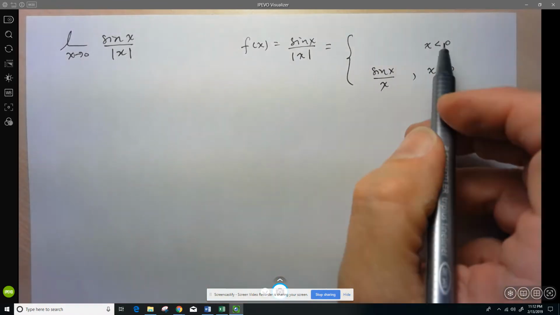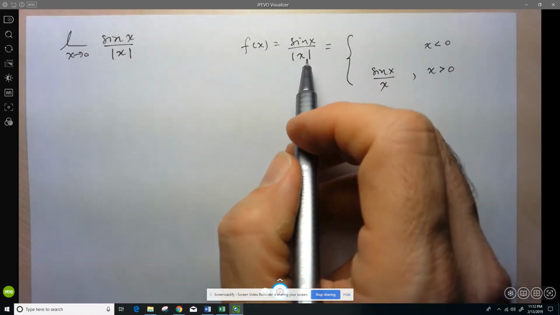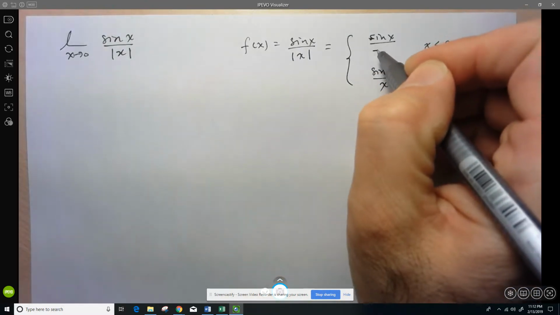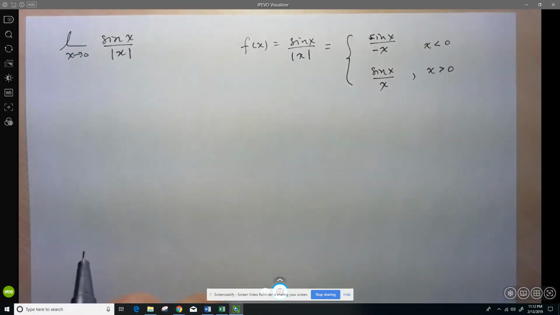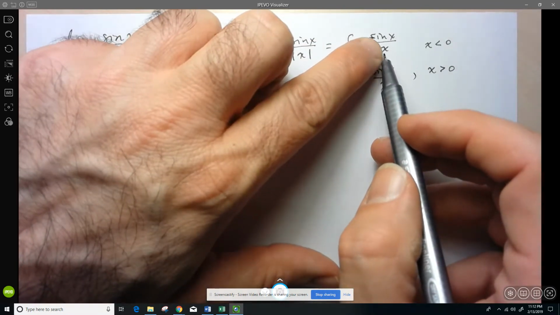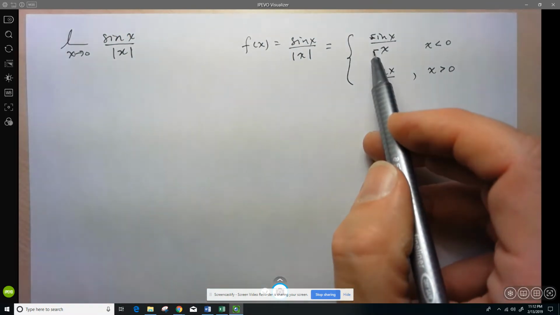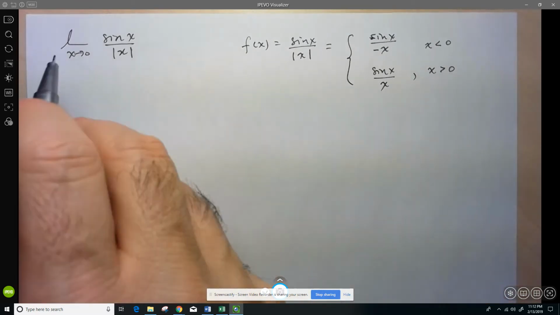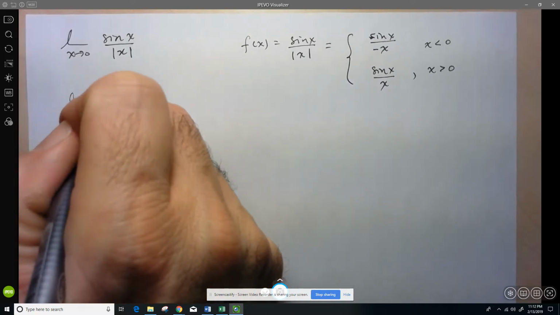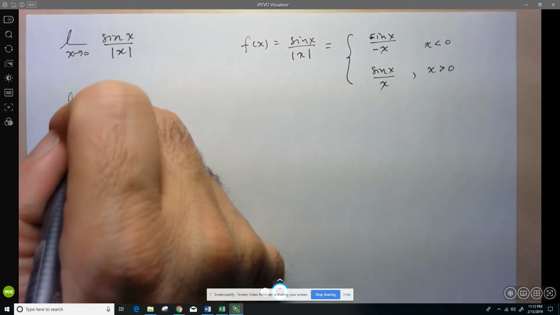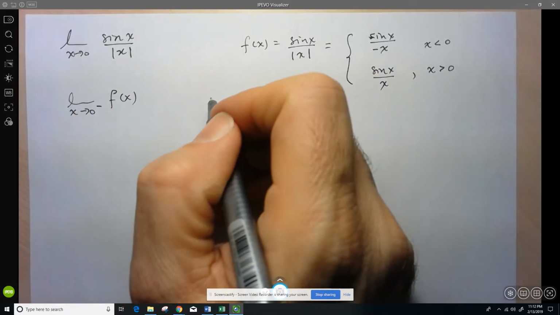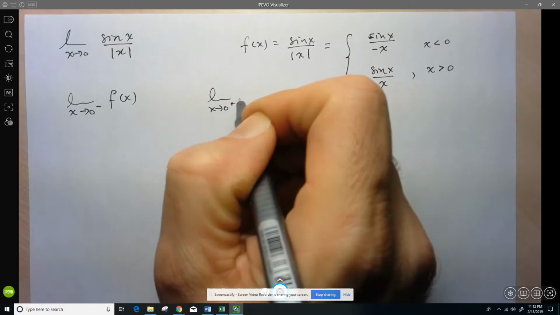Whereas when x is negative, the absolute value is going to turn it positive. So I can rewrite this as sine x over negative x when the x values are negative. Okay, and the idea is that we're assuming this x value is negative, so we multiplied by -1 to make it positive. All right, so now when I'm trying to determine this limit, I have to determine it as two one-sided limits. The limit as x approaches 0 from the left, and then I'm going to look at the limit as x approaches 0 from the right.